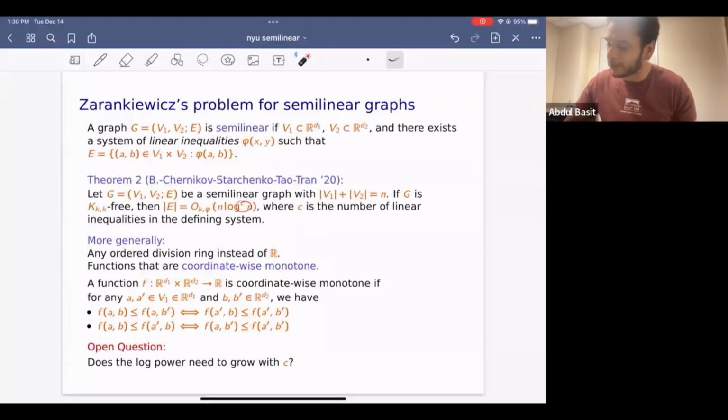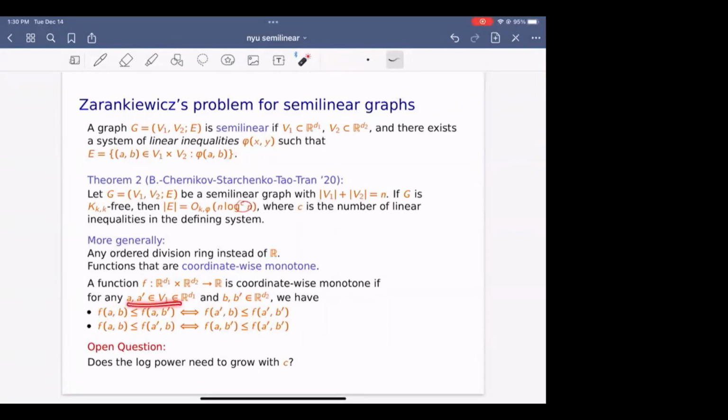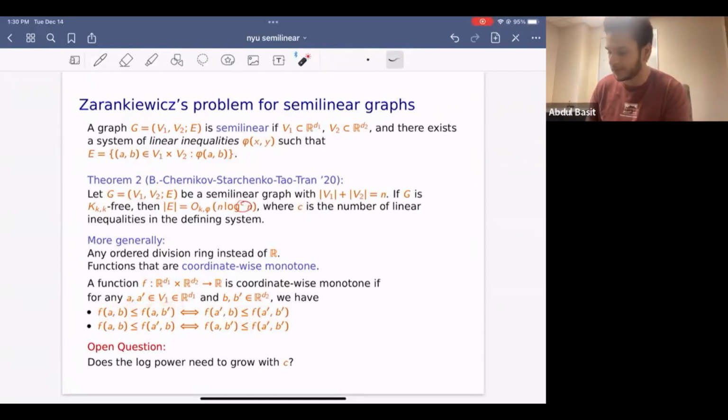Okay, so what I'm saying is, I guess, yeah. Oh, okay. So for any A, A1, if I plug in A and A prime in the first coordinate, then the ordering I get on the other side should be the same, right? And this should be true for both coordinates. So it's a little bit more general, but at least for my purpose, it's not.